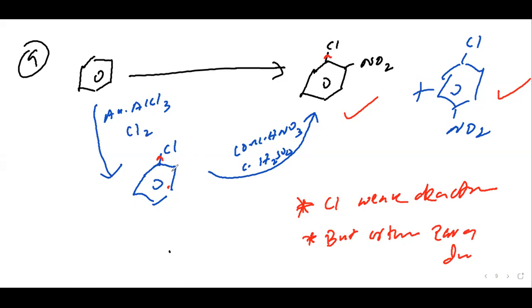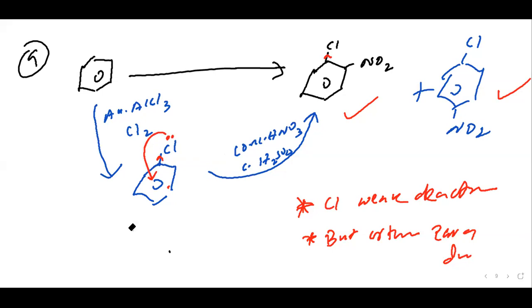That is the meaning of deactivating group. Then deactivated benzene is less reactive than the normal benzene. But the problem is this. When there are lone pairs, they contribute. Even though chlorine is electronegative, it will donate electrons to the benzene ring because of the availability of lone pairs.